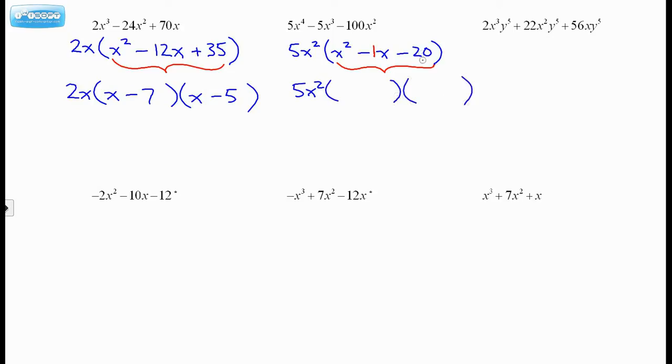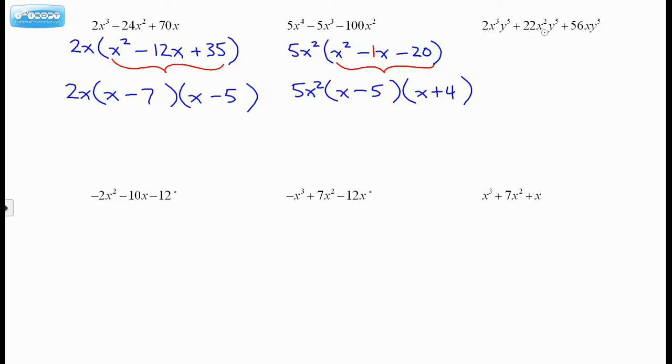Okay, so one has to be positive, one has to be negative. Let's check. Is it 5 and negative 4? Well, that works for the negative 20, but if you add these together, you get a positive 1. So these signs need to be fixed. Minus, plus. Perfect.